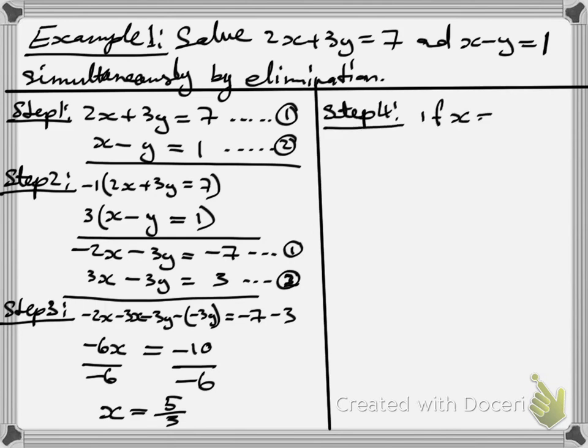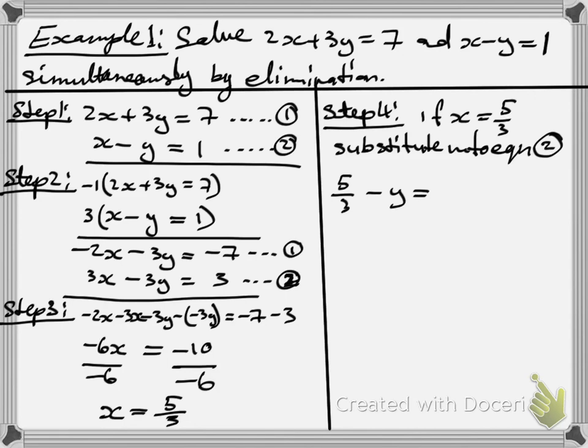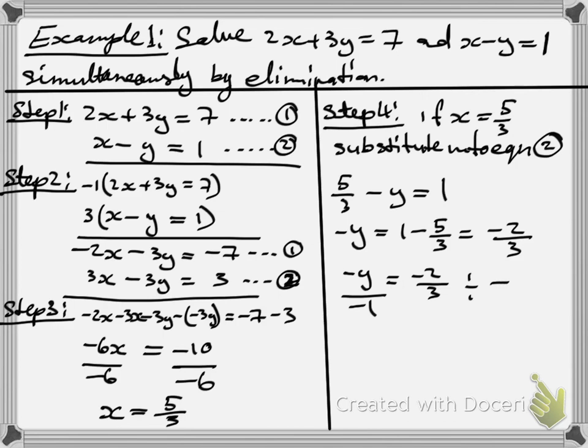So step 4, I'm going to substitute x is equal to 5 over 3 into any one of the two equations. Remember, to make your life simple, always use the simpler one. So in this case, I'm going to use x minus y is equal to 1. So now I say 5 over 3 minus y is equal to 1. I then solve for y, and my y will be equal to 2 over 3. So I've solved: when x is 5 over 3, then y is equal to 2 over 3.